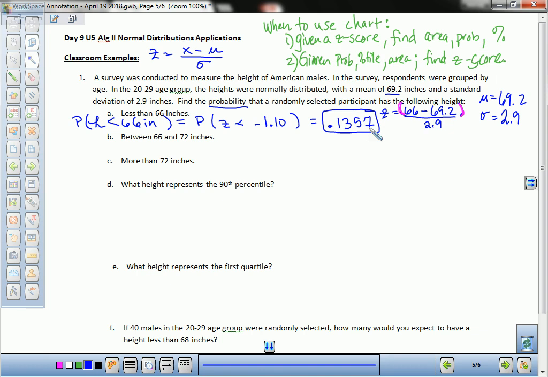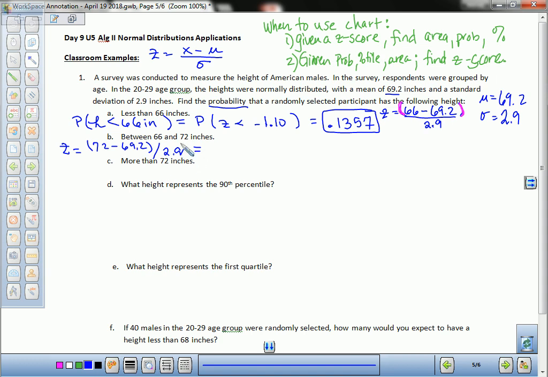Now, part B, between. What do we do for between, guys? You subtract. So what we need to do is first find the z-score for 66. We just did it. Now we need to find the z-score for 72. So the z-score for 72 would be 72 minus 69.2, close our parentheses, divide by 2.9.